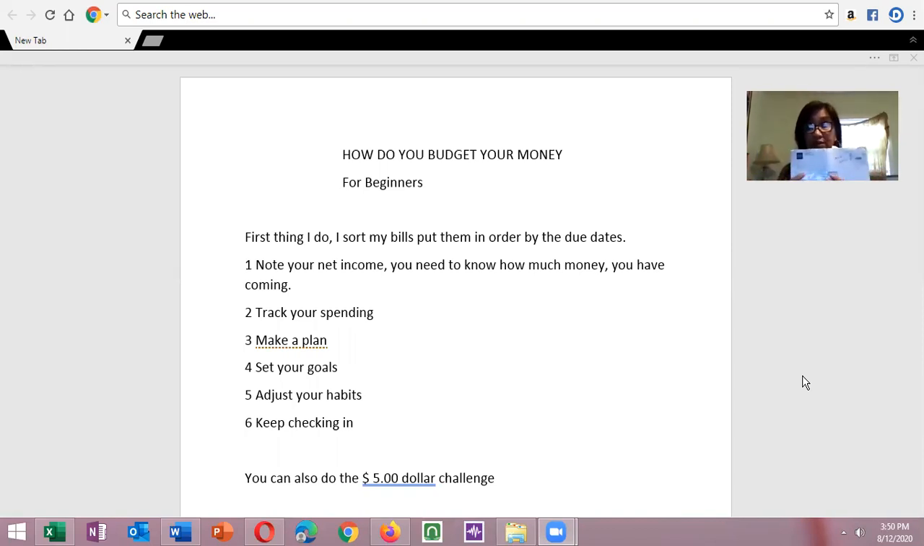And I put the date on it, the due date of the bill, and the amount I need to pay, and I put them in an organizer in order by due dates. That's how I do mine. Okay, so I put the dates on it.